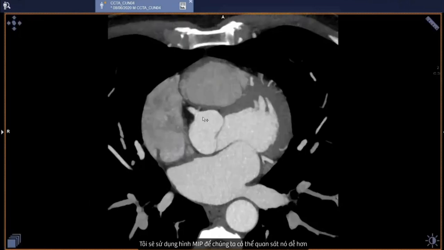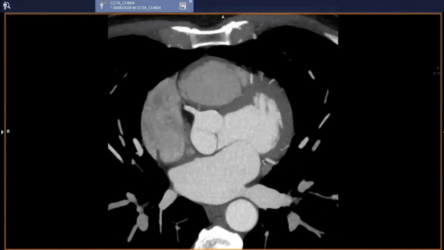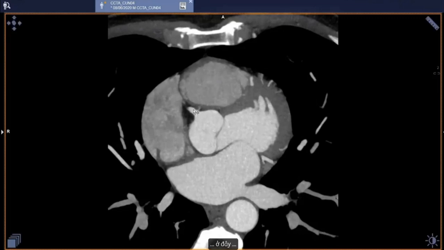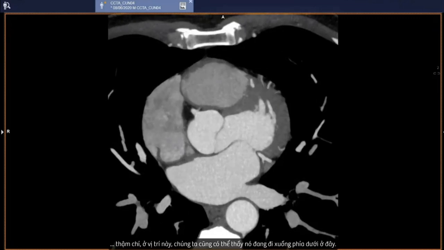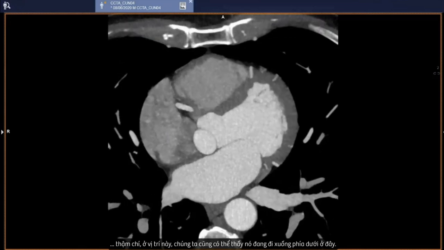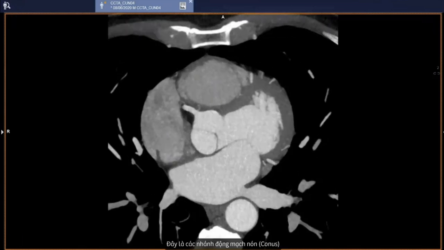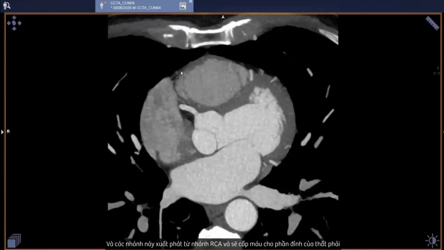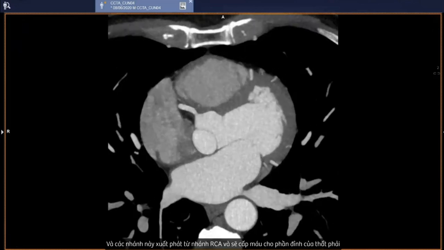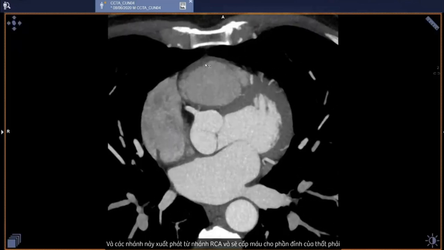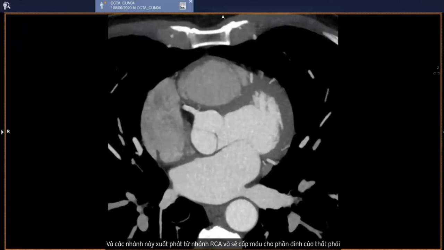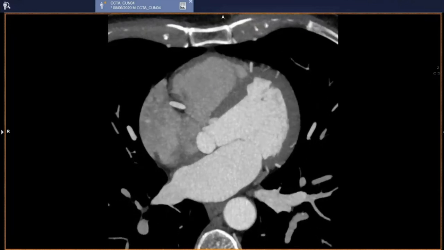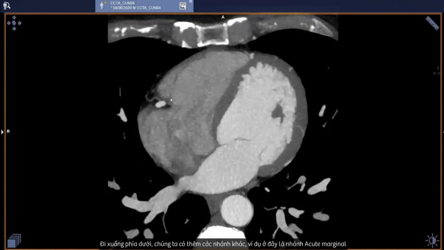I'll do a MIP to see it better. This tiny branch, let's come in here, you see it here, or even there is another one. We can see it much easier here, coming down here. These are conus branches, and what they do is the vascularization of the conus, of the infundibulum of the right ventricle. It comes out of the RCA. This is the first branch here. Then we've got more branches.